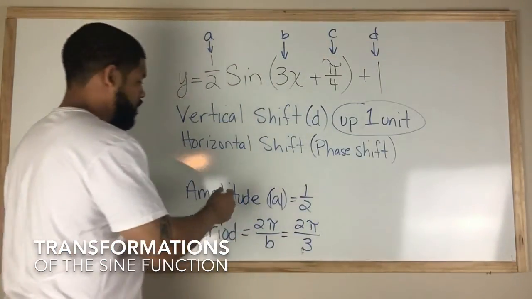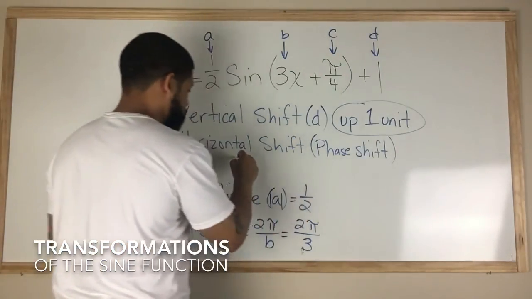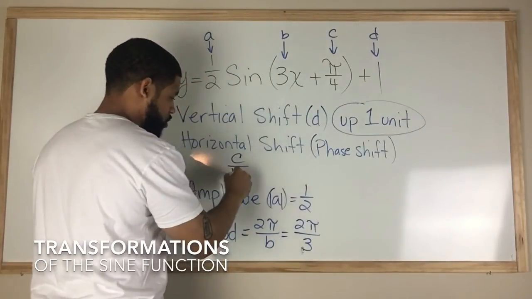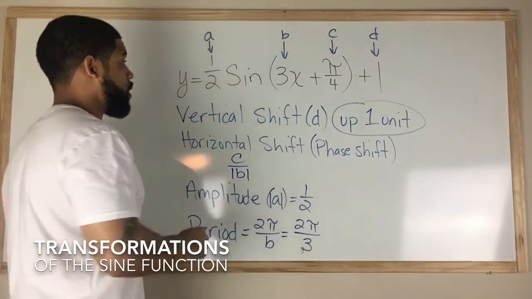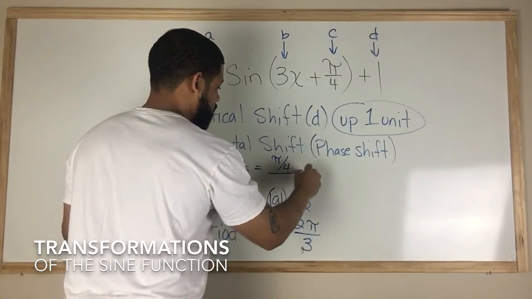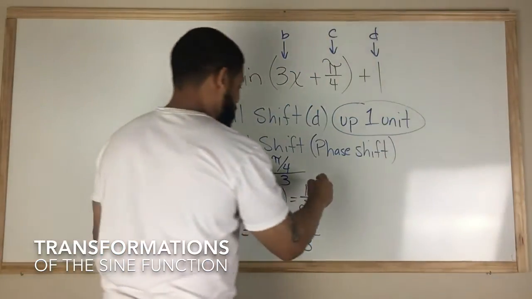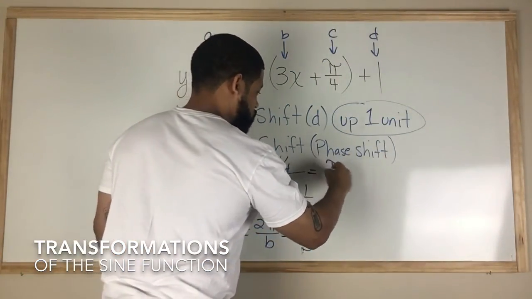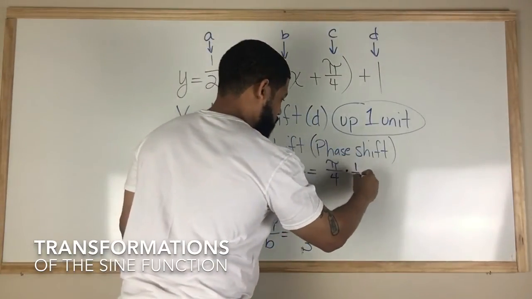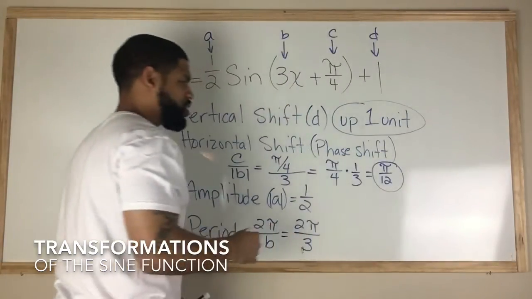All right, so now we need the phase shift. The phase shift is actually going to be C over B. Actually, that's going to be C over the absolute value of B. So C is pi over 4, and we're going to take that divided by 3. So we have pi over 4, and remember, if we divide by 3, we have to multiply that by 1/3. So this gives me pi over 12. So our phase shift is pi over 12.